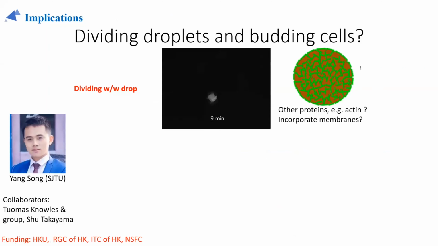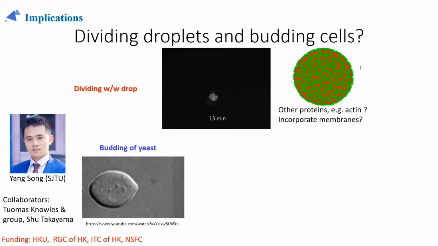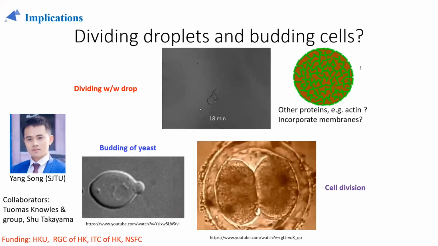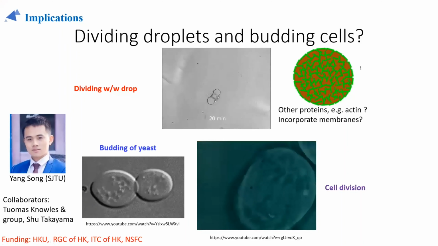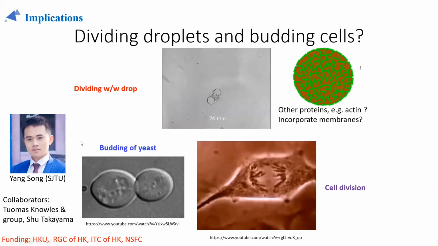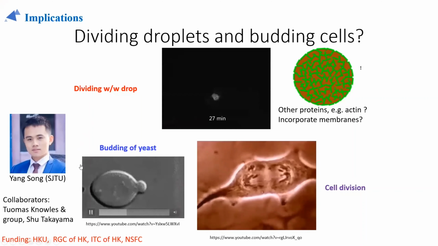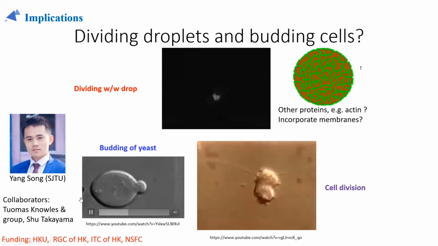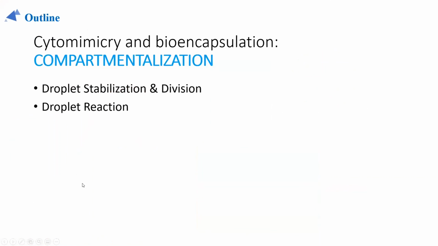But of course, we understand that in our system, there are no membranes, unlike in biological cells or in other cells, where the cell membrane play a very important role. And this work was done by my former PhD student, Song Yang, who is now a professor in Shanghai Jiao Tong University, and in collaborations with my collaborators from Cambridge and also from Georgia Tech, and of course, some of the funding agencies. And besides this droplet stabilization and division, another very important aspect would be the droplet reaction.